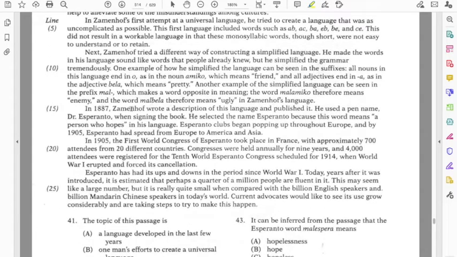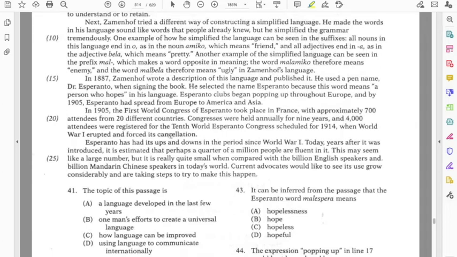In 1887, Zamenhof wrote a description of his language and published it. In 1905, the First World Congress of Esperanto took place in France with approximately 700 attendees from 20 different countries. Esperanto has had its ups and downs in the period since World War I.